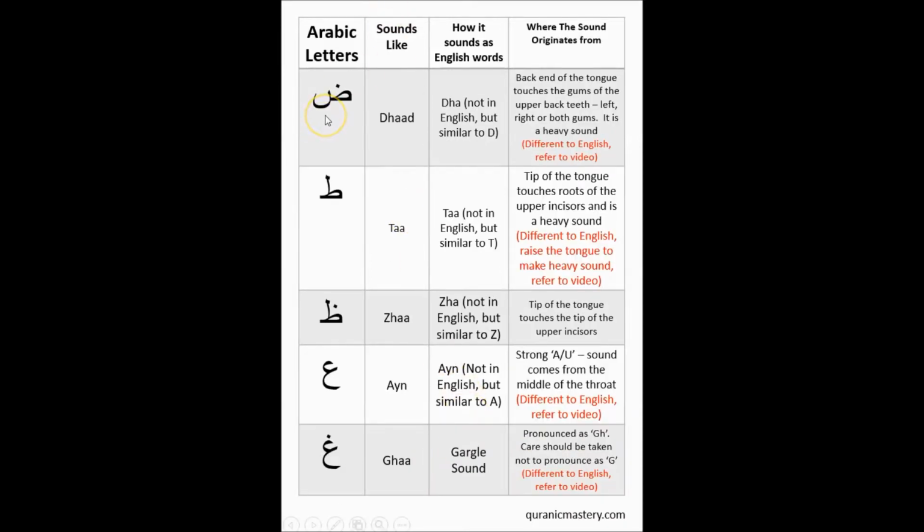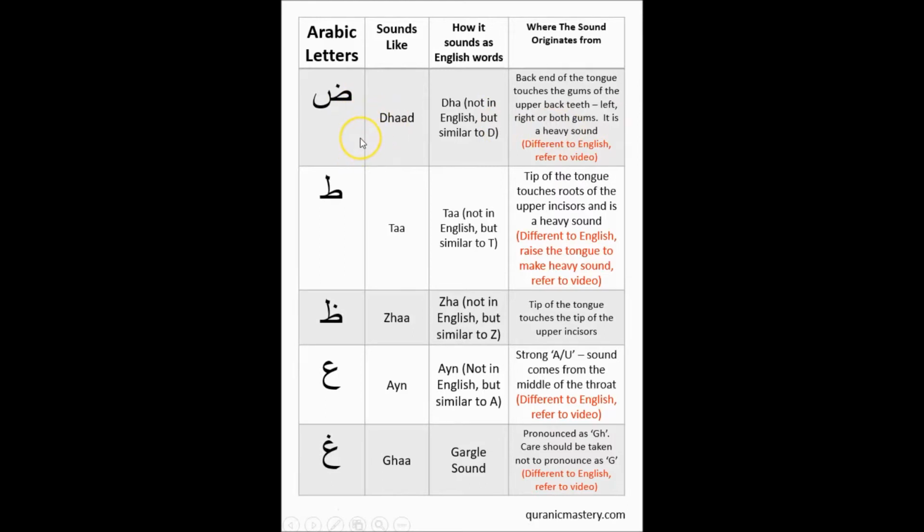The sister of Sad is Dad. Now Dad is a very unique letter. The Arabic language is actually called the Lughatul Dad, meaning the language of Dad, because there is no other language in the world which has this letter Dad. The way we pronounce Dad is we use the back end of the tongue, which touches the gums of the upper back teeth, either the left or the right or both gums. Okay, it is a heavy sound.